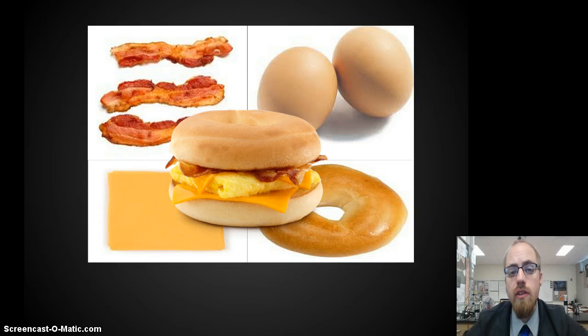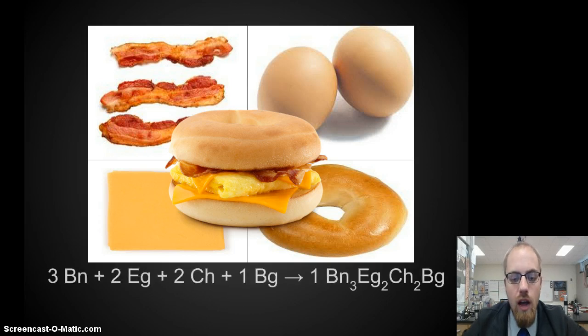Okay? So if we were to turn this into a chemical equation, to represent what we just did, I'm picking some abbreviations like BN for bacon, EG for egg, CH for cheese, and BG for bagel. We said 3 strips of bacon, 2 eggs, 2 slices of cheese, and 1 bagel are required to make 1 bacon, egg, and cheese bagel. And the bacon, egg, and cheese bagel will have subscripts based on how many different things are actually in that final product. So we use 3 strips of bacon. There are 3 strips of bacon on our bagel. 2 eggs are in our bagel. We've got 2 slices of cheese in the bagel and also the bagel itself.